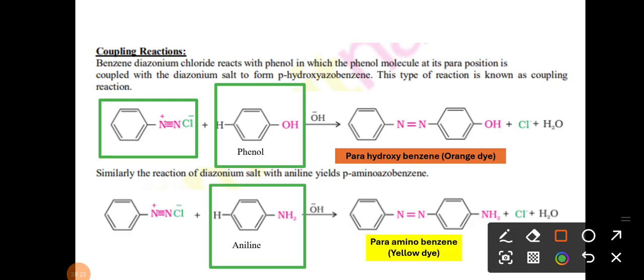You get para hydroxyazobenzene, which is the orange dye here, right? And similarly, if benzene diazonium chloride reacts with aniline, you get para aminoazobenzene. That is the yellow dye. Okay, orange dye and yellow dye, because this is just a coupling reaction, right?